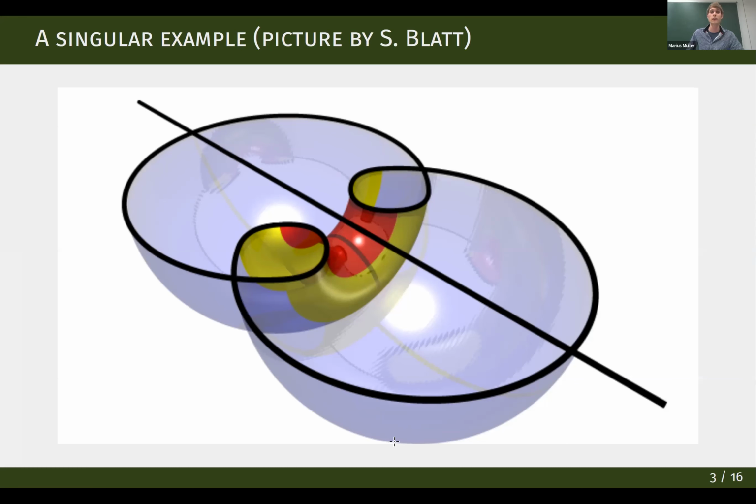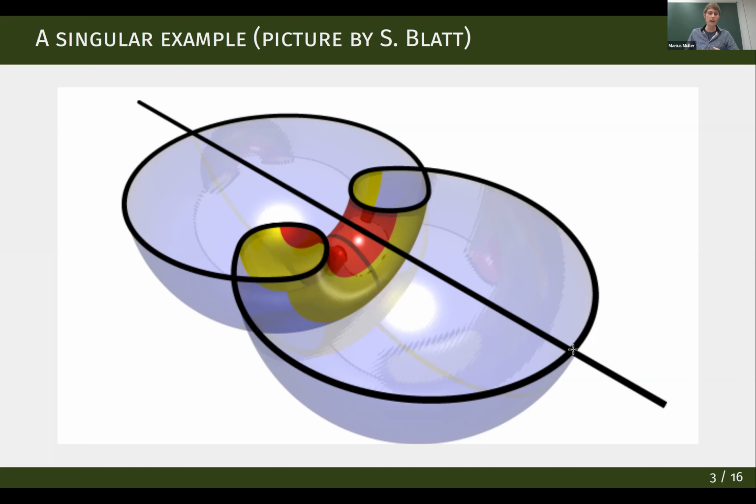So this is an example of an evolution of the Willmore flow which develops a singularity. It's made in the way that you take a curve and you revolve it around a certain axis. So this large axis is the revolution axis for the surface, and then you revolve and you get a surface, and if you take this as initial datum, the Willmore flow will not converge.